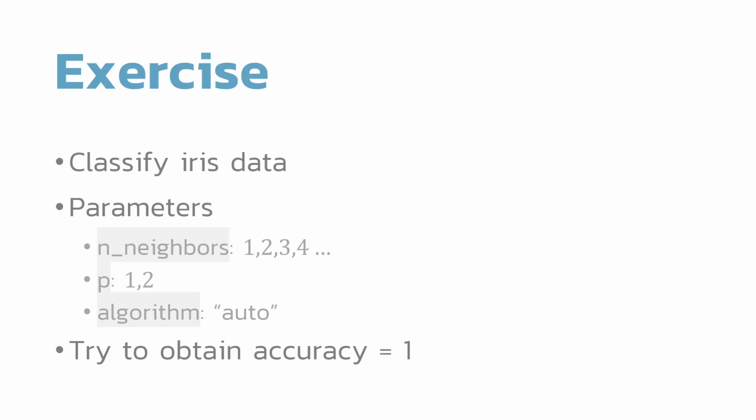Okay. So let's apply KNN to our iris data again and see if it works. I just want to mention that this is the only algorithm that can actually obtain an accuracy of 100%. So stay tuned.